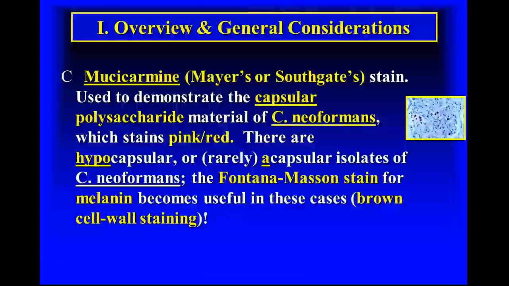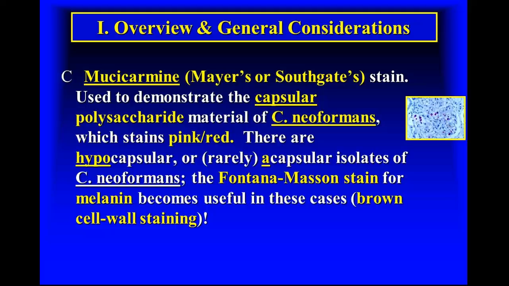The other stain that's very useful is mucicarmine. There's different permutations, and it stains the capsular polysaccharide of Cryptococcus neoformans, and it's going to stain red. I'll show you pictures now. Unfortunately, we know there's hypocapsular isolates that have very, very little of that capsule. I've even seen some authentically acapsular isolates of Cryptococcus neoformans.